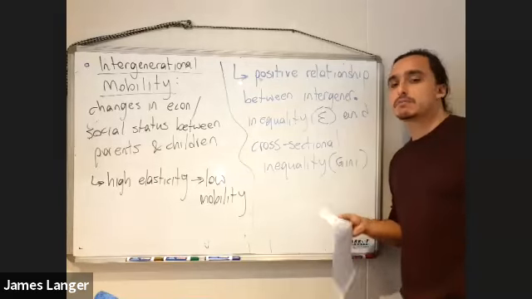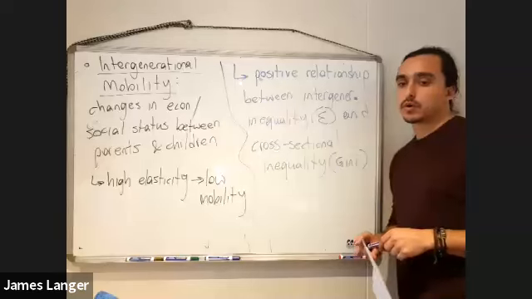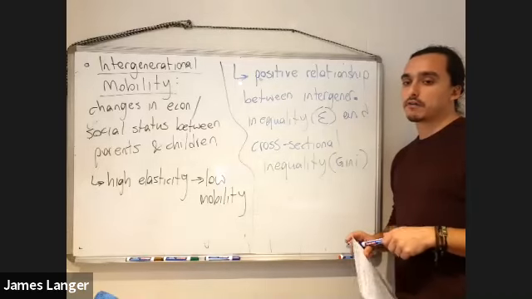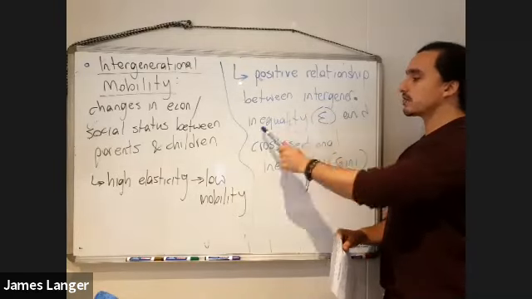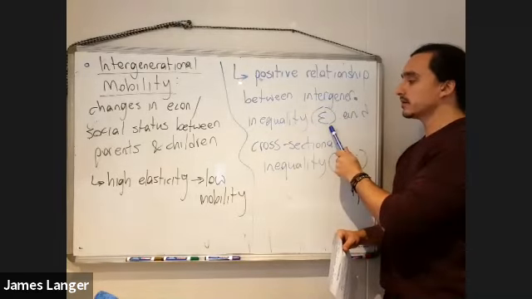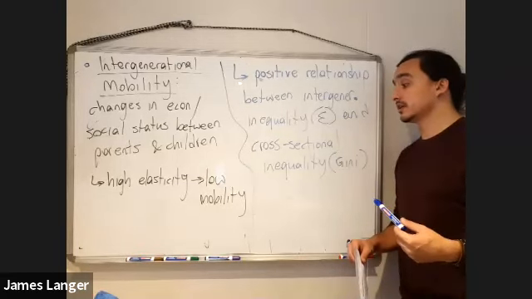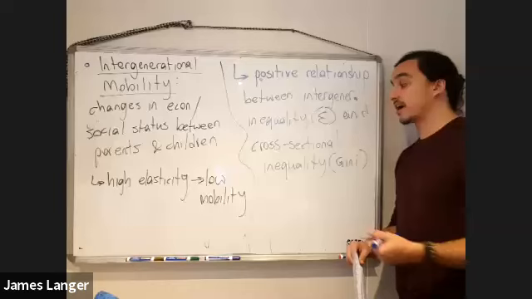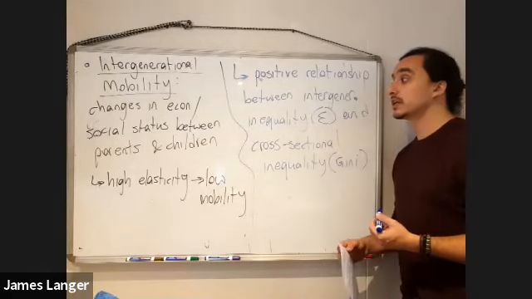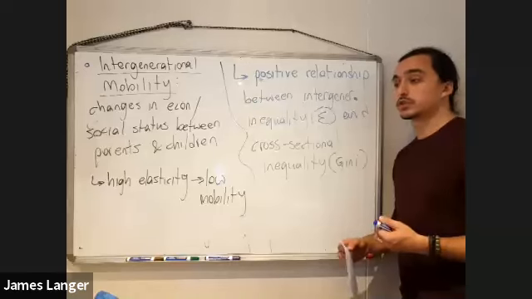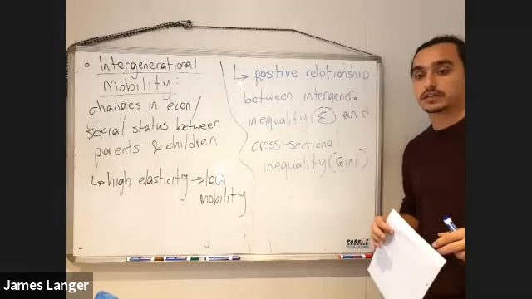Case in point is South Africa. We have high levels of intergenerational inequality, and those high levels of intergenerational inequality are a large part of why we have high levels of general inequality, cross-sectional inequality. Which means we've got very big differences between the poor and the rich in this country.